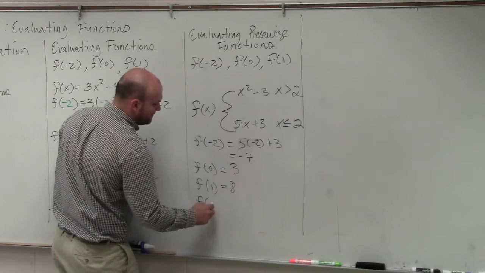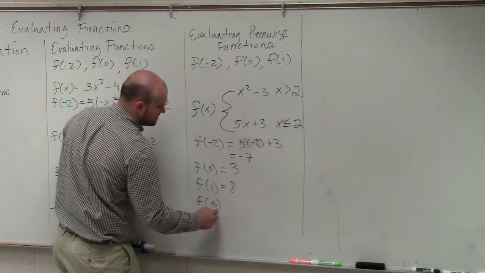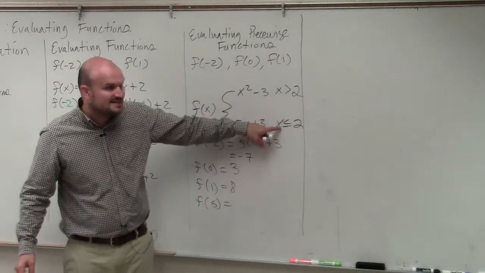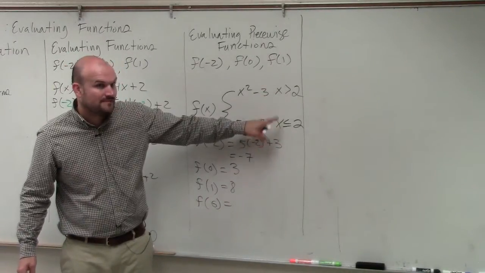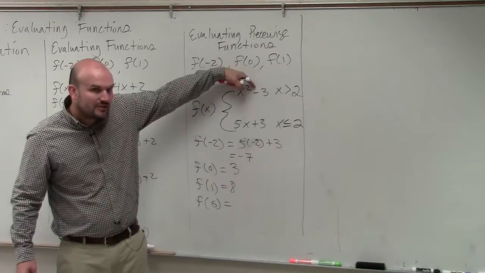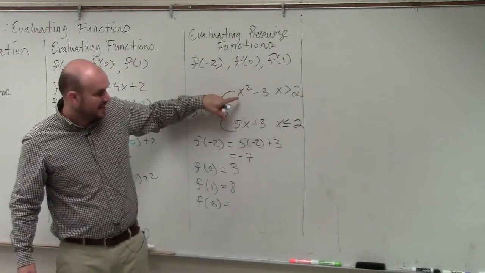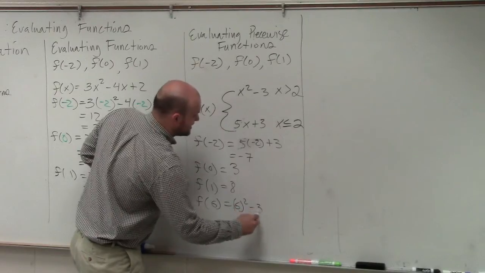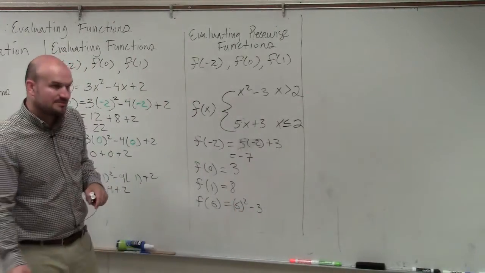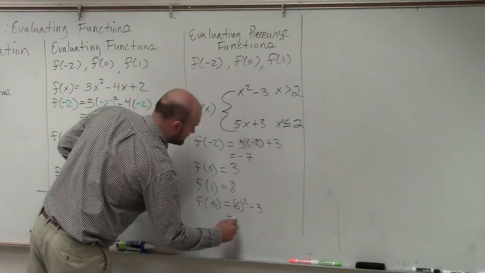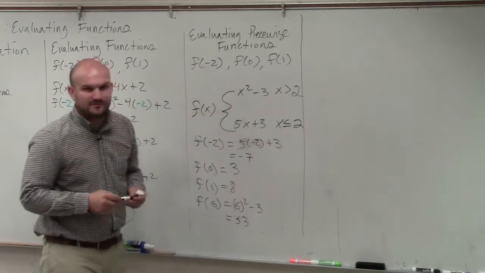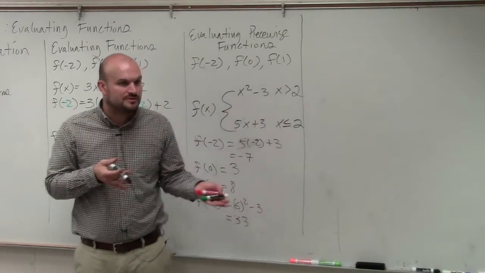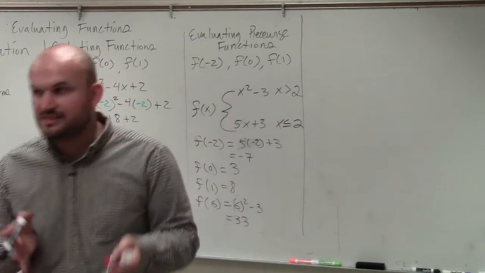What if I did f of 6? Well, if you guys do f of 6, you can see that 6 is not less than or equal to 2, right? So you'd have to use the other equation. So therefore, you'd plug in that, which would be 6 squared minus 3. 6 squared is 36, minus 3 is 33. Do you guys see the difference? It's really the same thing we've been doing, except now we have more than one function to use. OK? And you have to do it based on your constraints.